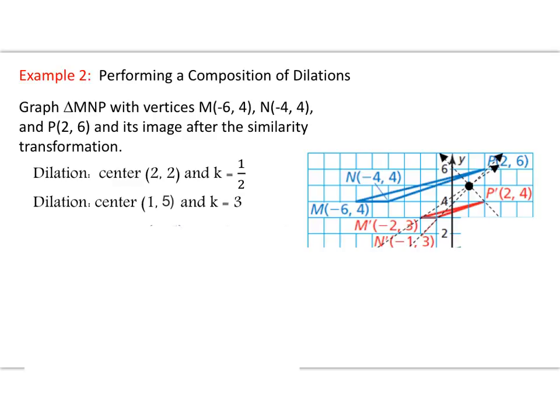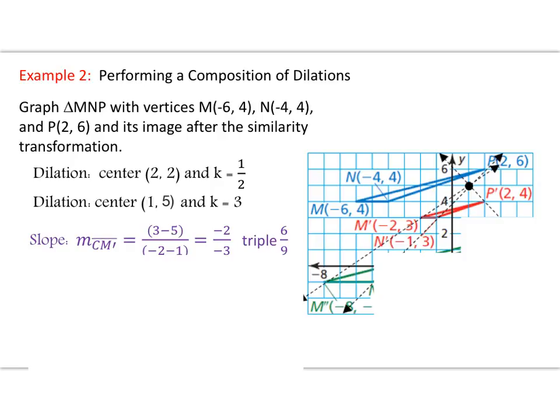All right, so the first slope we'll figure out is from C to M prime, which is negative 2 divided by negative 3. We want to triple that, so we multiply 3 times the 2 to get 6, and 3 times the 3 to get 9. All right, so that puts M prime, double prime at negative 8, negative 1 location.